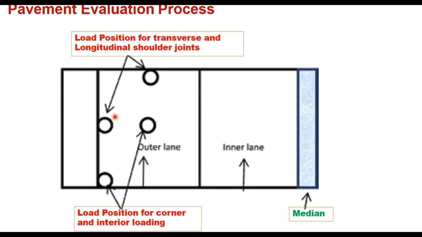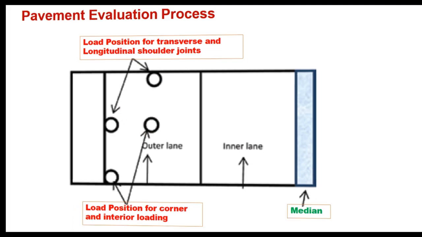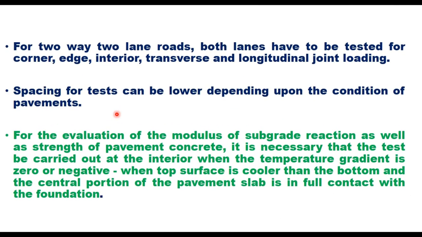Single lane roads are usually provided on low volume roads, and therefore FWD tests on such pavements are not necessary. But for two-way roads, both lanes have to be tested for corner, edge, interior, transverse and longitudinal joint loading. Spacing for test can be lower depending upon the condition of the pavement, otherwise it can be 500 meter.